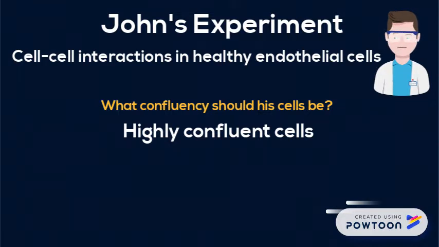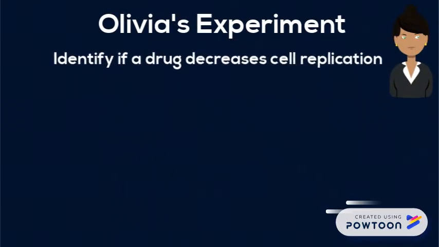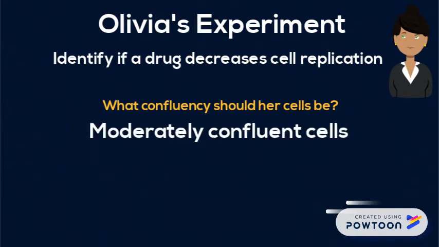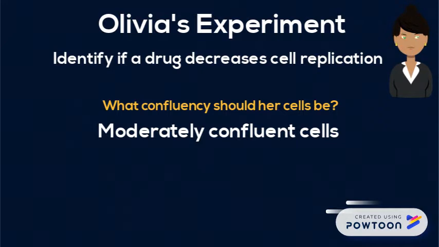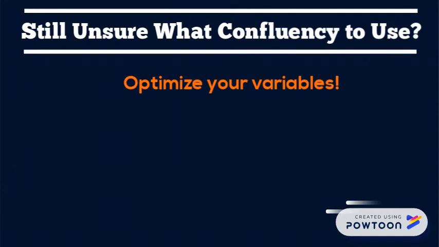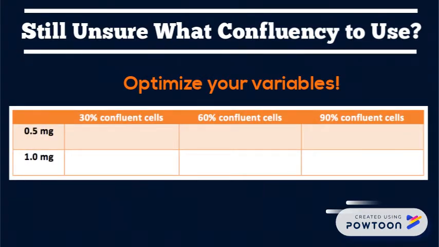naturally in tissues. Olivia's experiment looks to see if a particular drug decreases her cell culture's growth and replication. She should use moderately confluent cells in log phase because they are growing at a constant and fast rate. If you are still unsure of what confluency your cells should be for your experiment, consider performing the assay with cell cultures of increasing confluency to see which produces the optimal result.